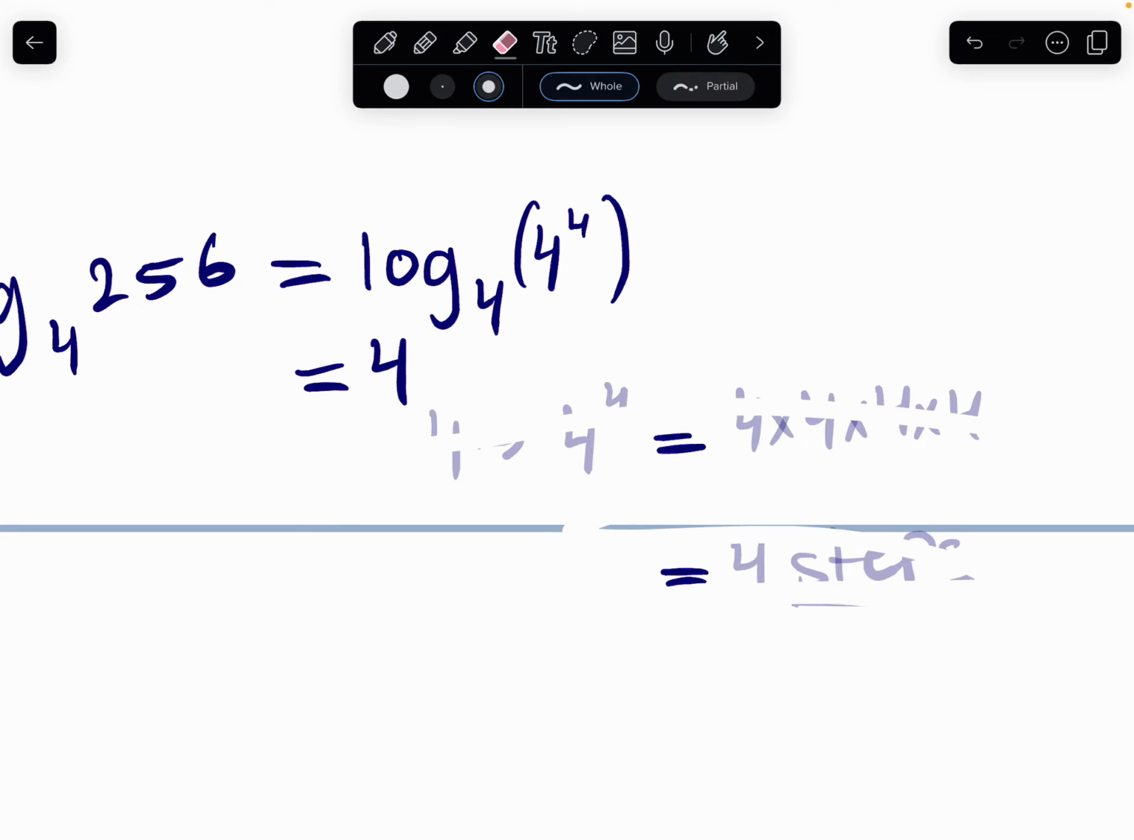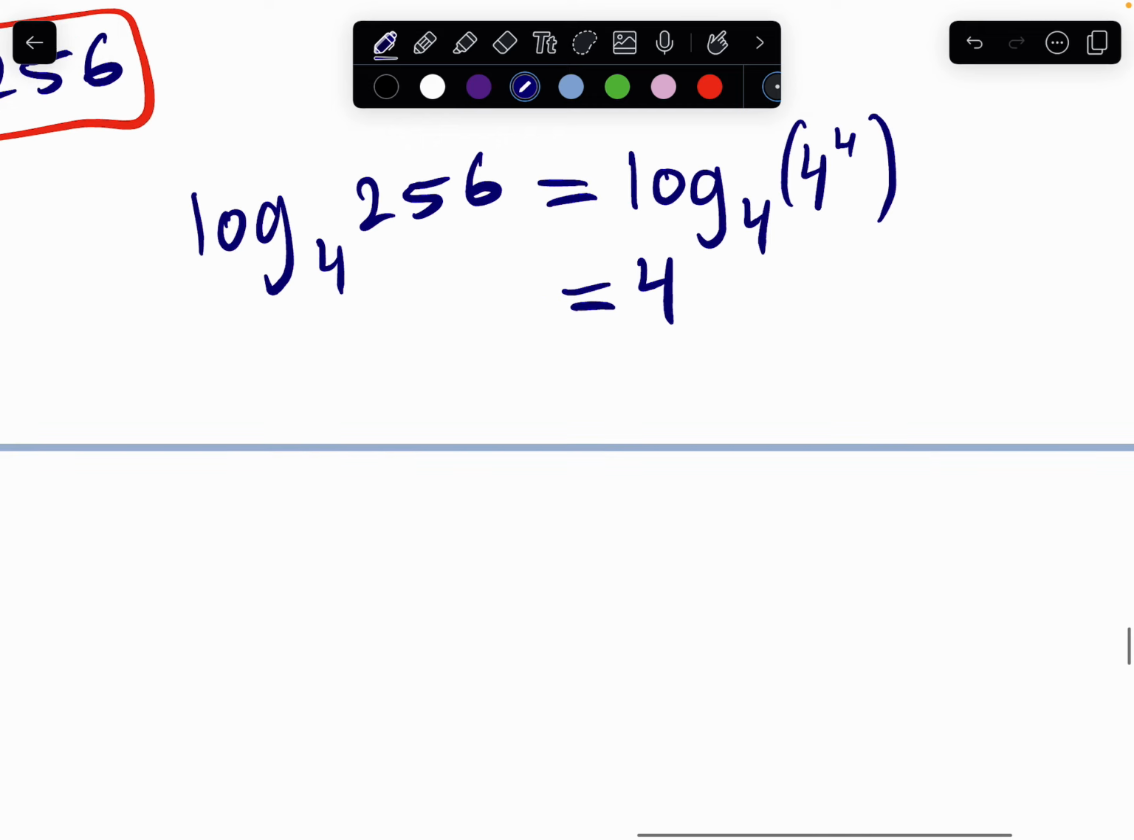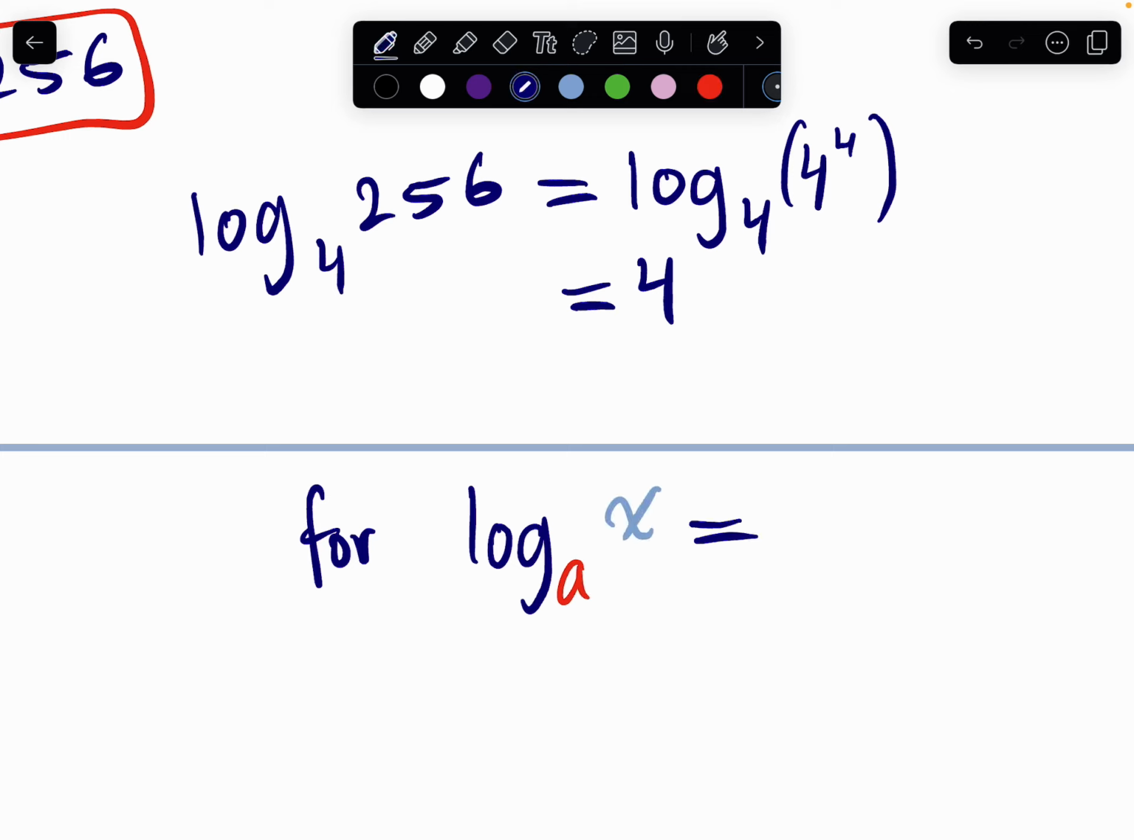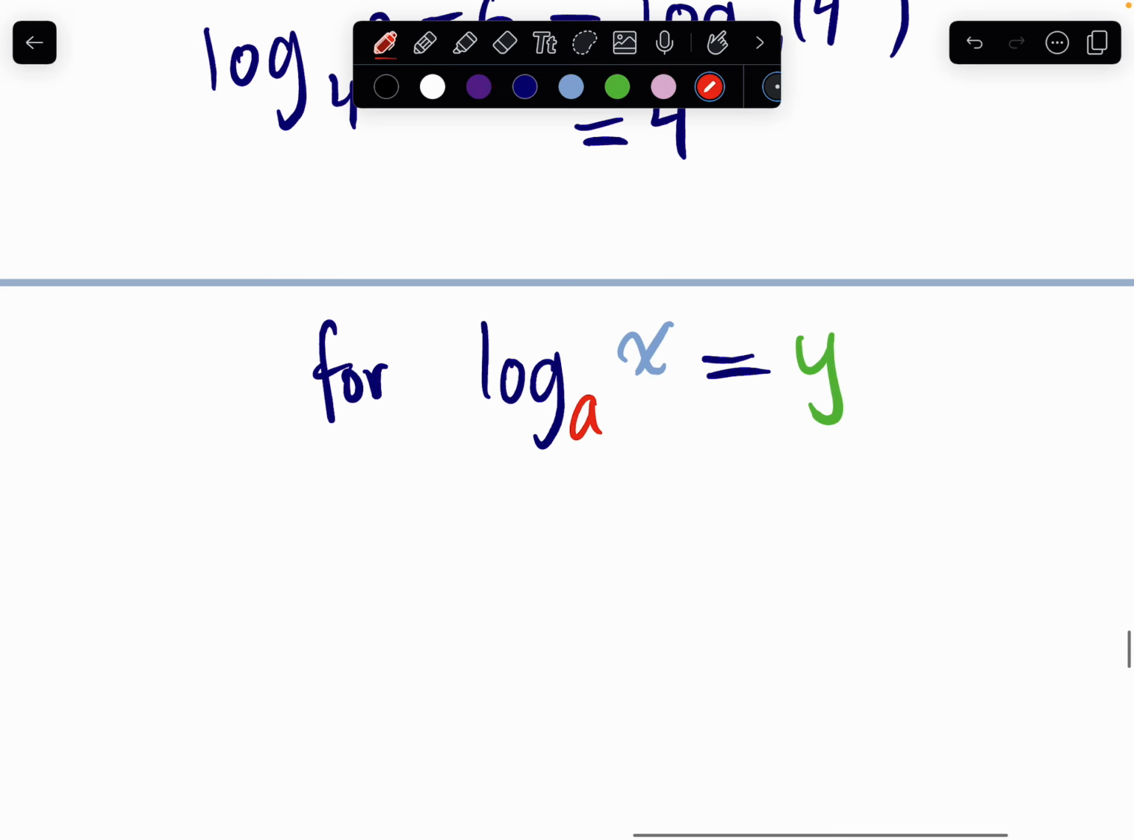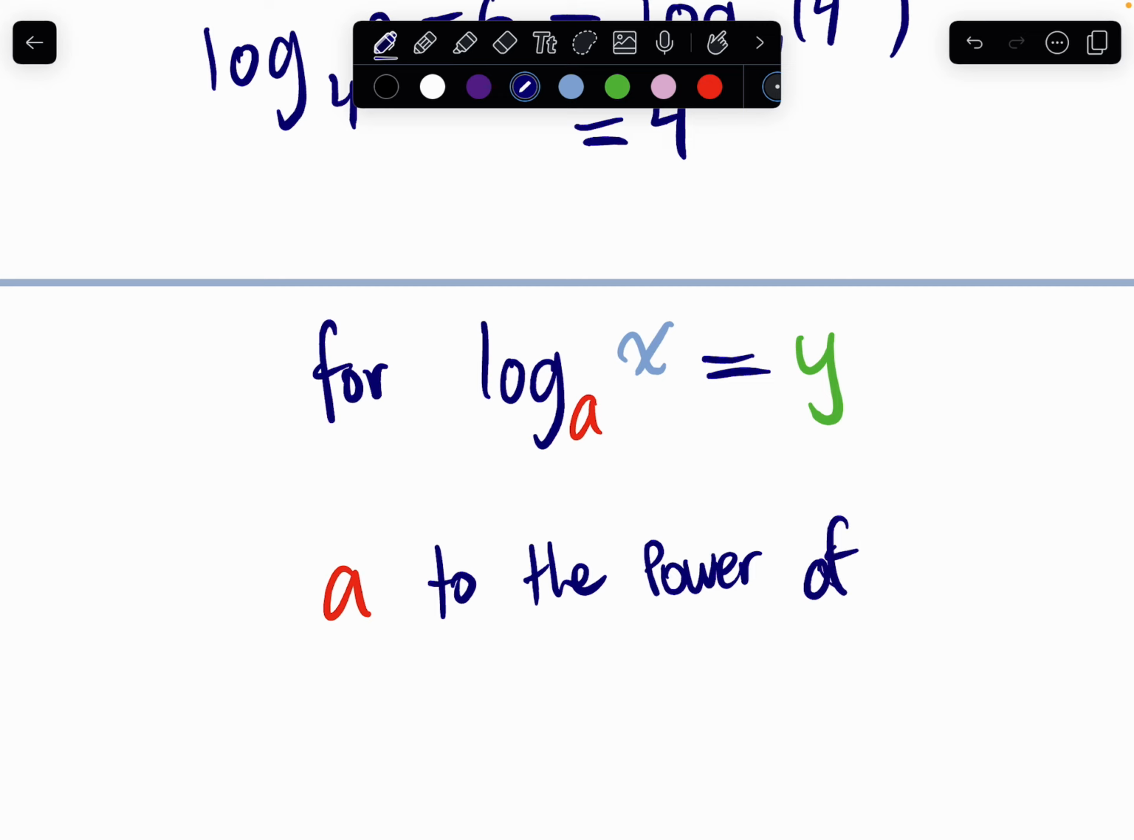Another way of saying this is, for log base a of y equals x, a to the x equals y, and so a to the power of x equals y gives us x.